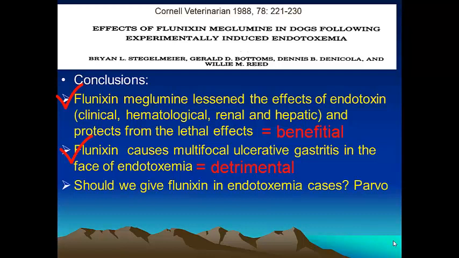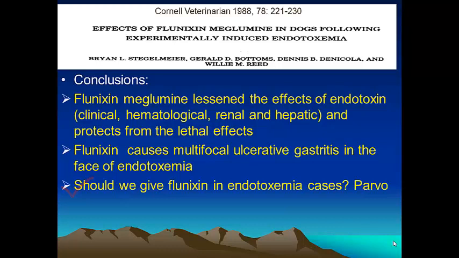And so I guess what we would have to conclude is that we have to weigh the beneficial and the detrimental effects to make a decision. So as I said earlier, my personal opinion for the puppy with parvo would be that flunixin would take a second seat if I can use corticosteroids like dexamethasone. That would always be my first choice.